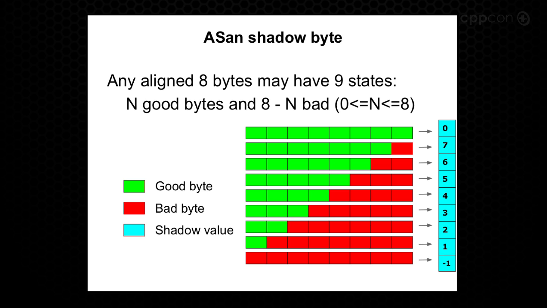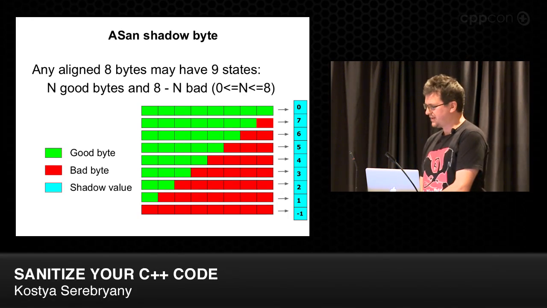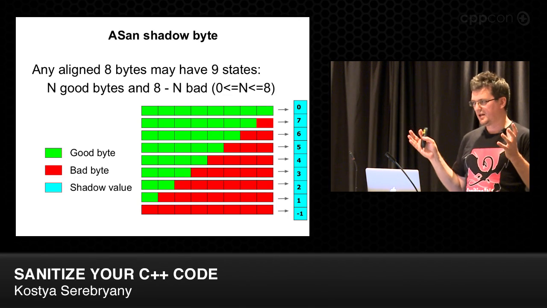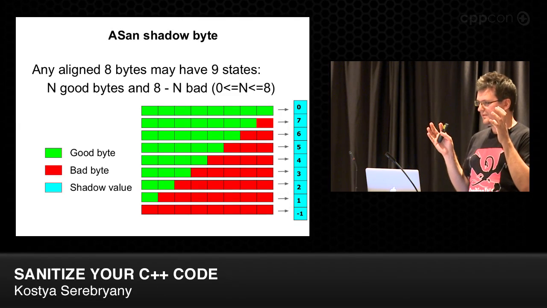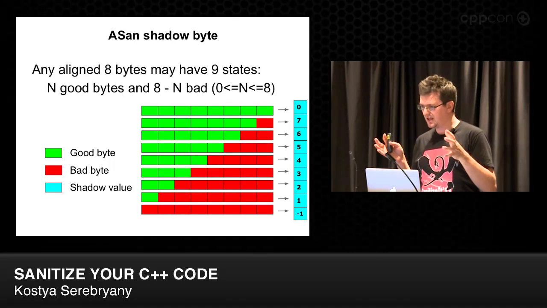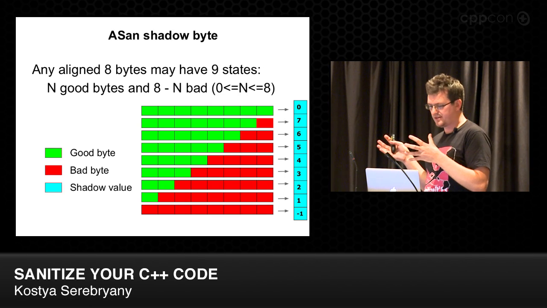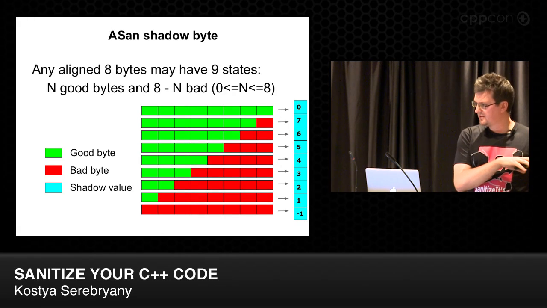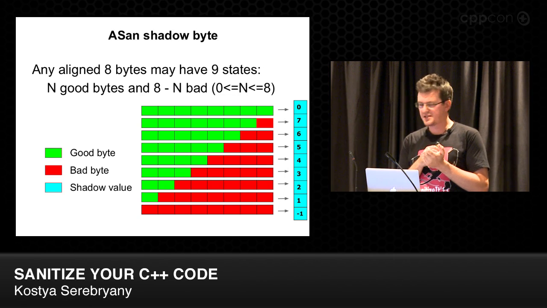Let me try to describe how this whole thing works. First of all, let me define what we call shadow byte. Shadow byte is actually a byte. And what do we use it for? Now, take your application virtual memory and take any 8 aligned bytes of your application. With regard to addressability, there are only 9 states of these 8 bytes. So either all are good, addressable, you can read, write, etc., or all of them are bad, non-addressable, or the first k bytes are good, and the rest 8 minus k are bad.